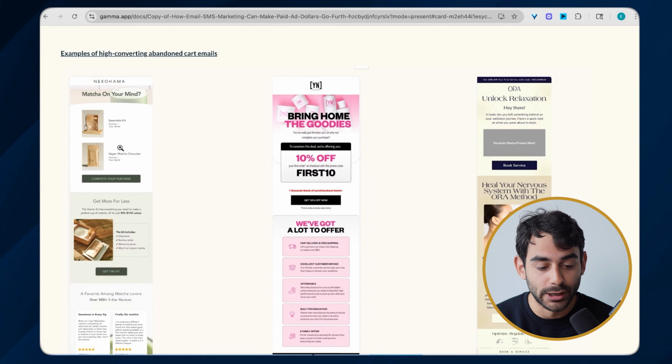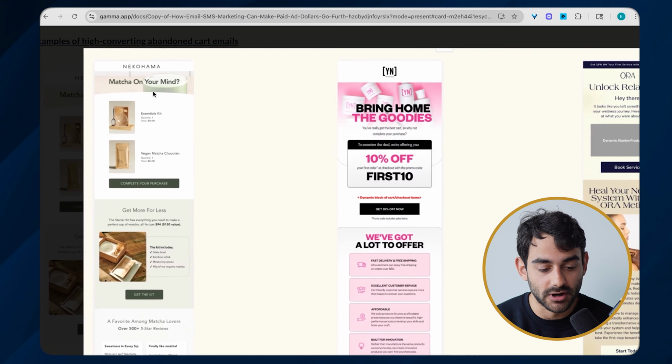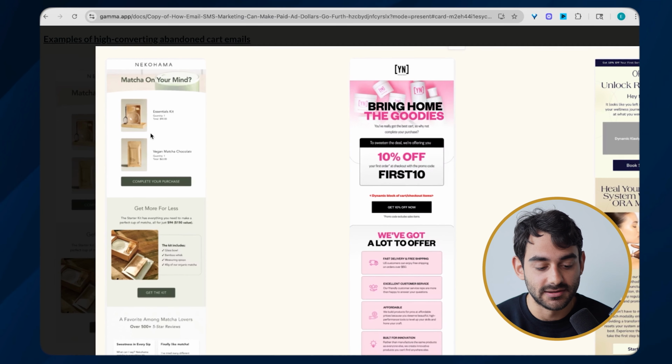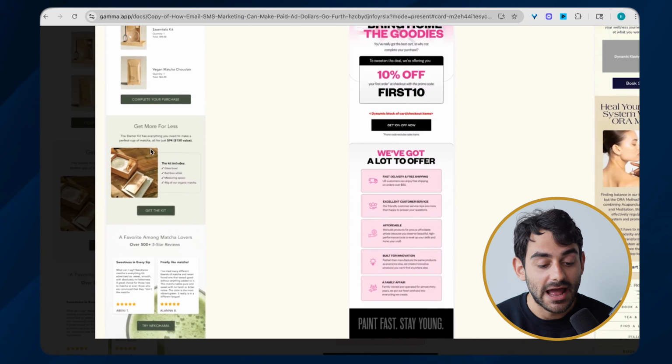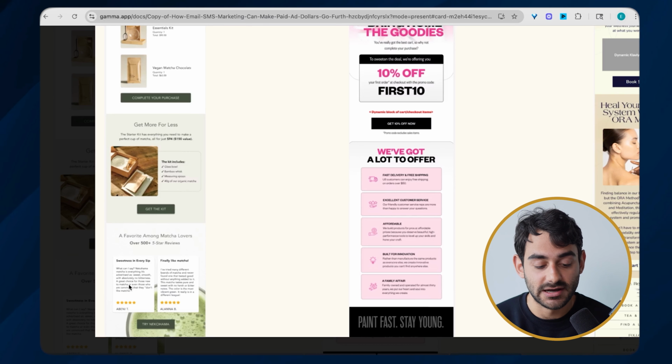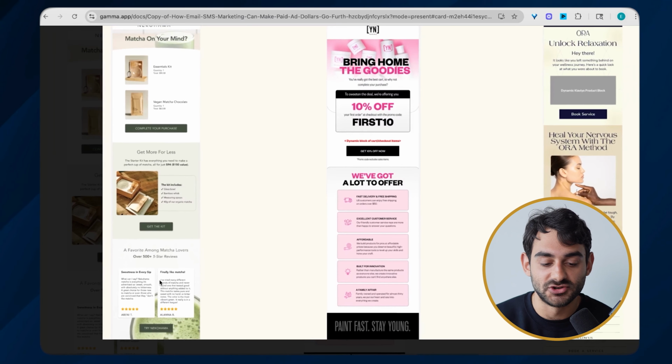Examples of really high converting abandoned cart emails. This is one of our previous clients, Nekohama, Match on Your Mind. We're presenting the high quality visuals over here. And then we're saying you can get more for less by getting a kit. You have customer reviews here, which are handling the objection of trust.